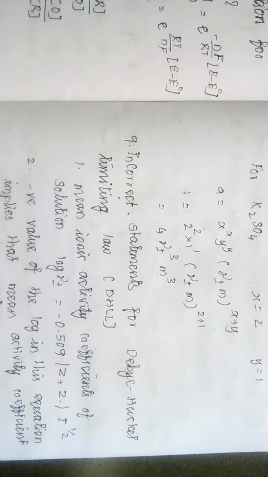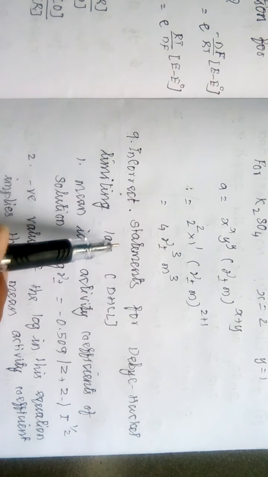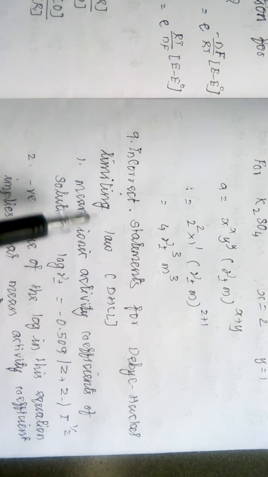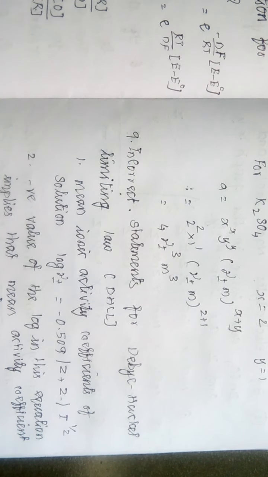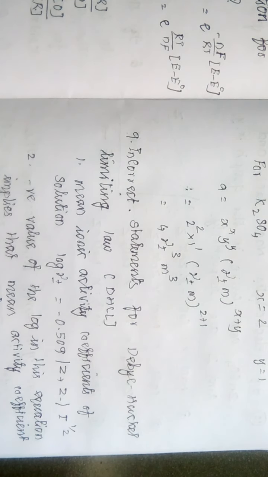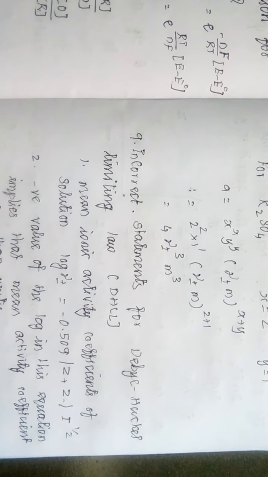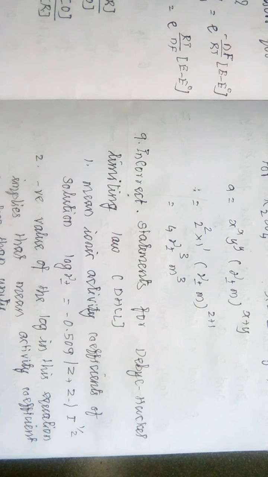Now see the next question: incorrect statements for the Debye-Huckel limiting law. For the Debye-Huckel limiting law, the incorrect statement is asked here. These are questions I have taken on my own from the books of Puri and Sharma and Pathania. I have taken these questions based on concepts; when you read them, you will learn at least 5 concepts. It is not treated as just a question, but as a learning question.